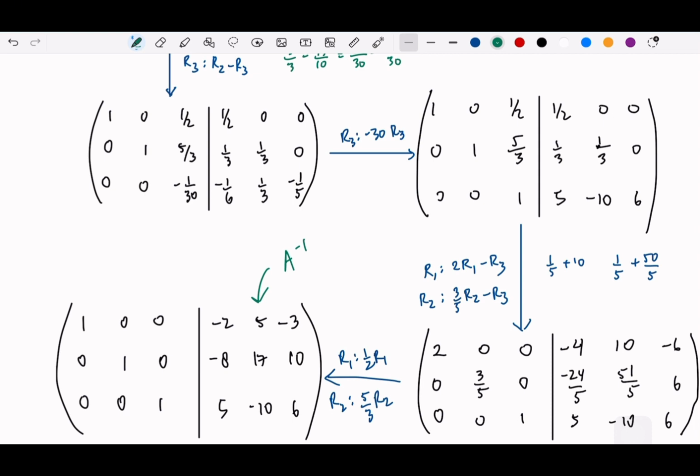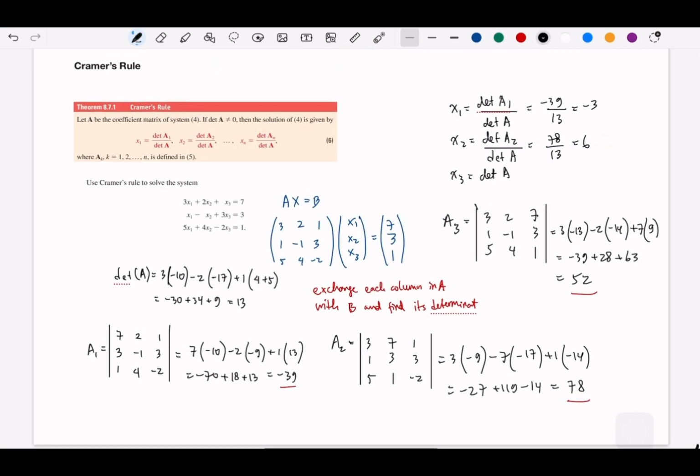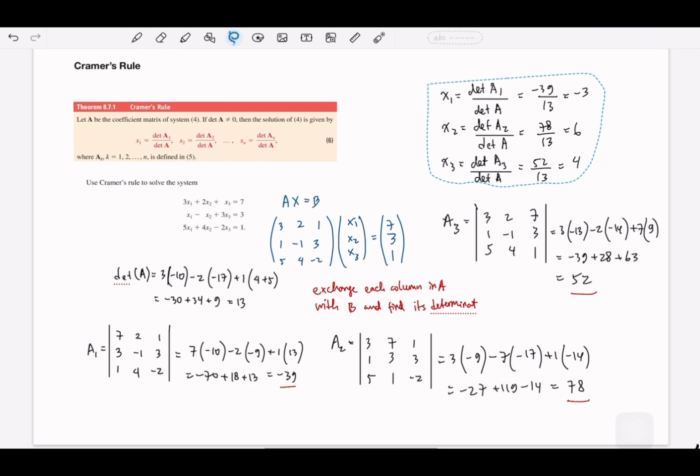Okay, we will have a break and we'll continue later. So determine A3, 52 13. This will be 4. So this will be our solutions. Okay, so we have our solutions now.